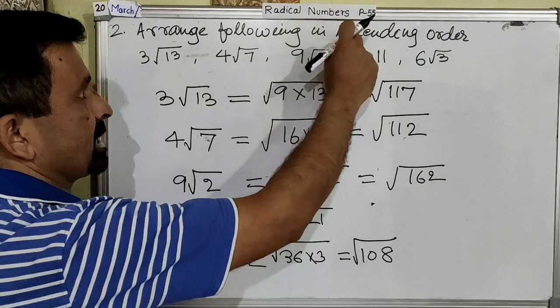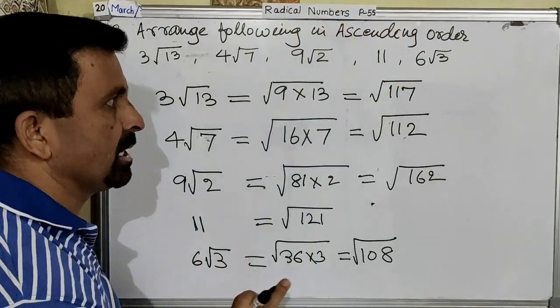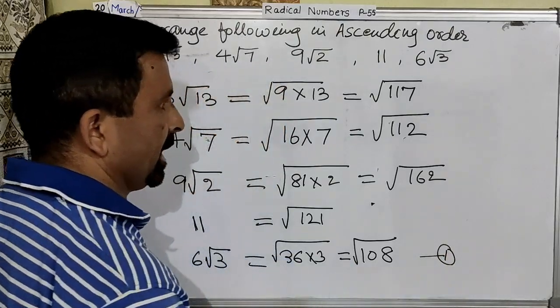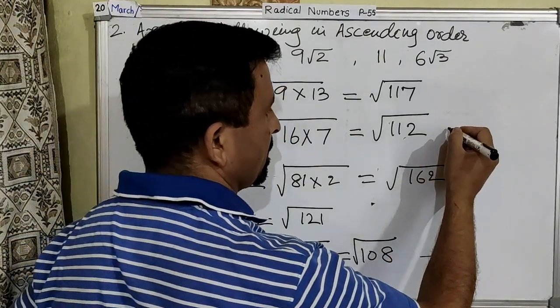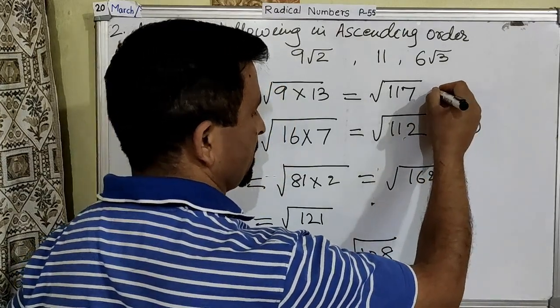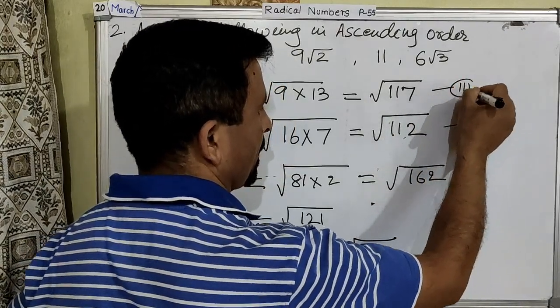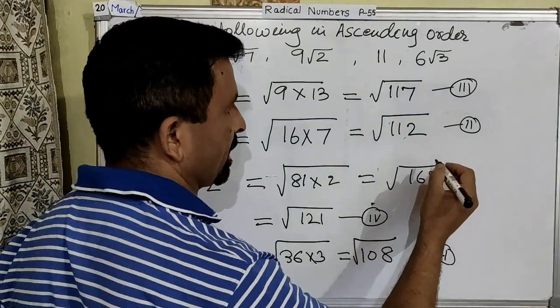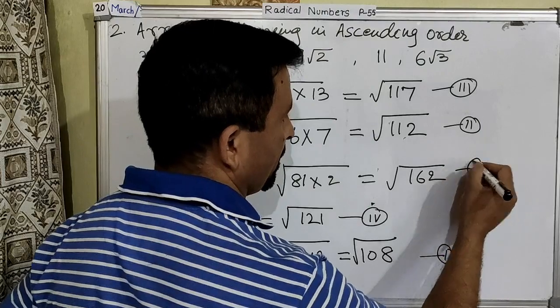The question is to arrange them in ascending order. That means first of all we have to choose the smallest number. So the smallest number is this. I will number this as 1. Then the next bigger number is this, number 2. Then the third number is this, number 3. Then the next number is this, number 4. And then the last one is this, number 5. So done.